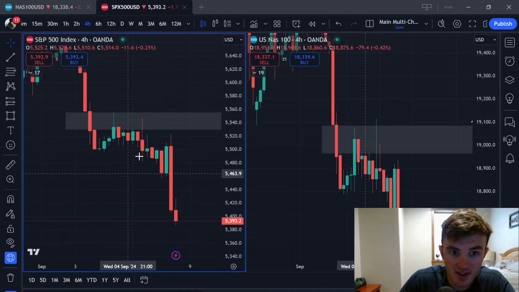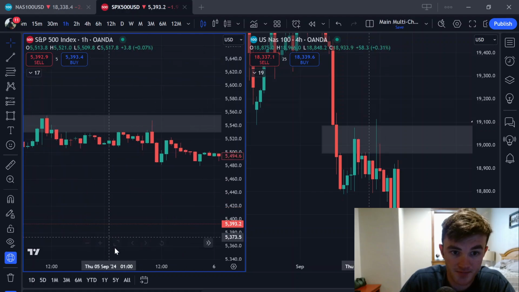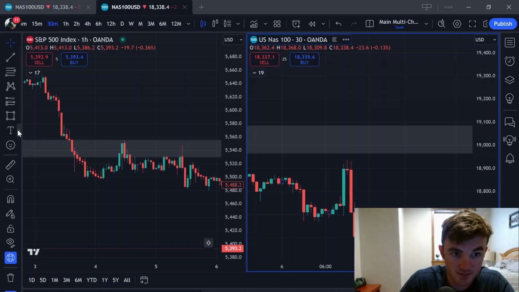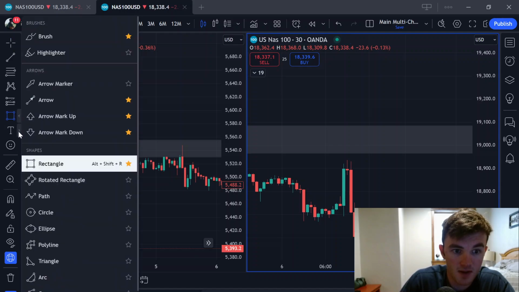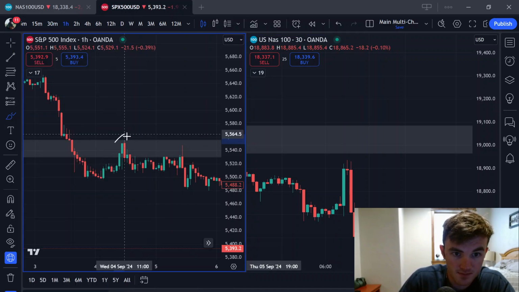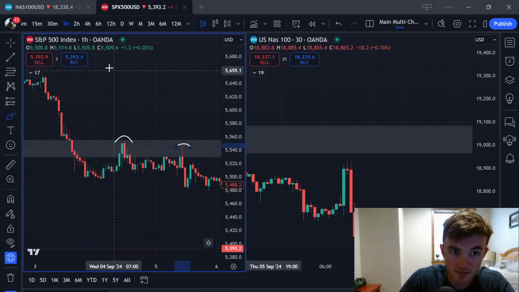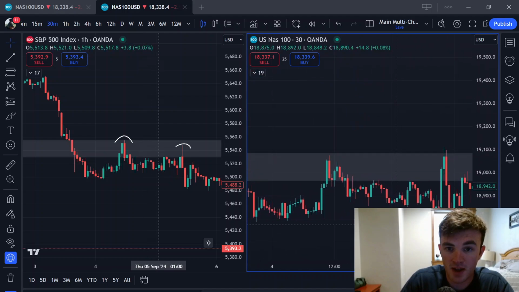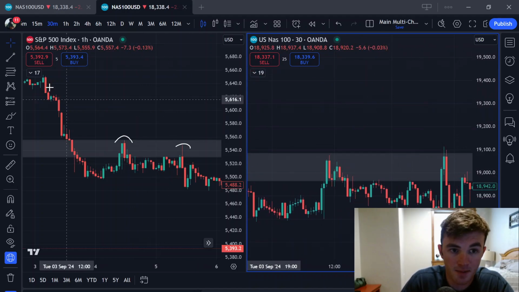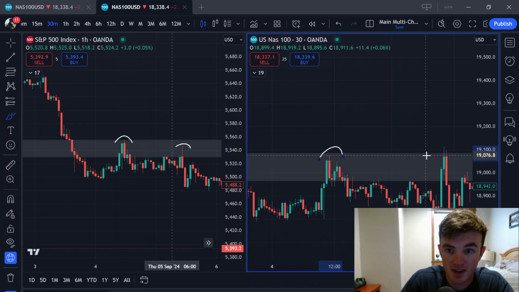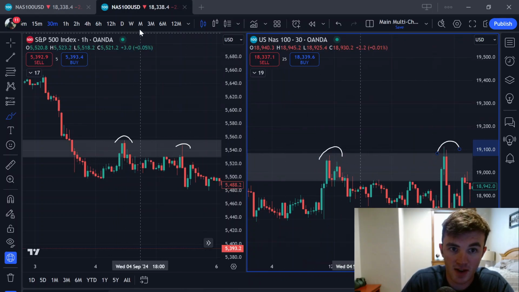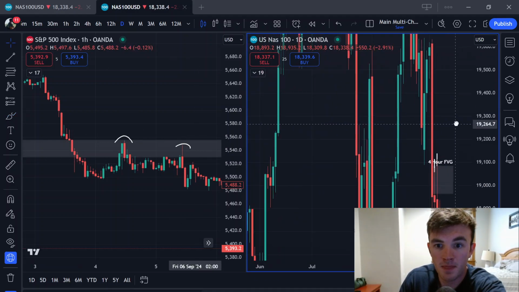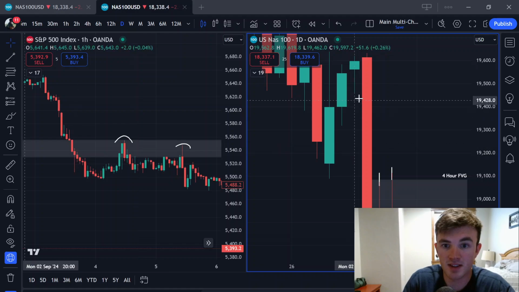On the left hand side, you can see that the S&P formed a high and then a lower high. On the NASDAQ, it formed a high and then a higher high. And this happened inside of our key level, this 4-hour fair value gap, which also is this daily fair value gap as well.